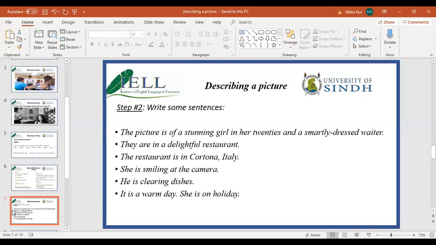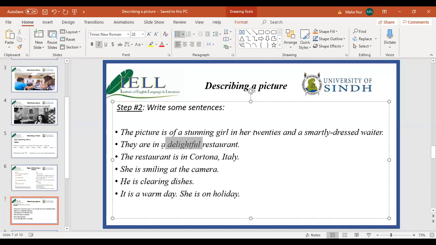Okay, the first question is answered clearly. They are in a delightful restaurant. Again, notice these adjectives. Stunning girl in her 20s, smartly dressed. Look at these adjectives. They will help other people to understand what you are saying. Make sure that you are using appropriate kinds of adjectives to make people understand what you are saying.